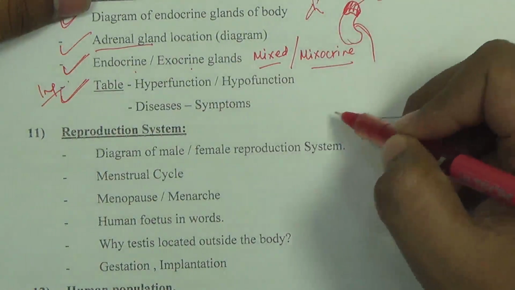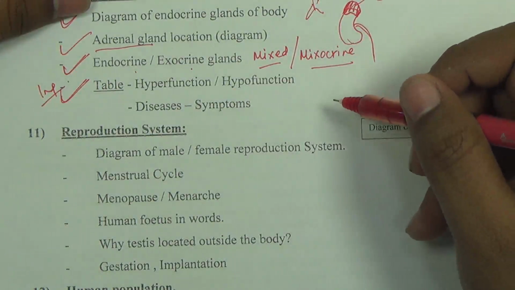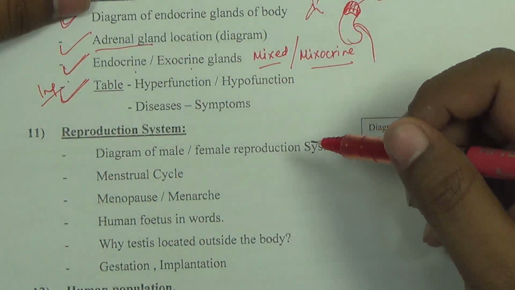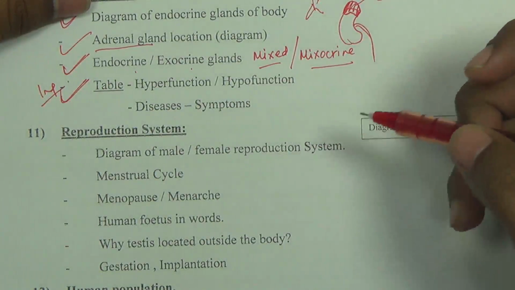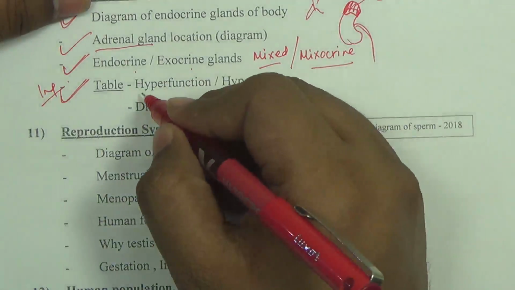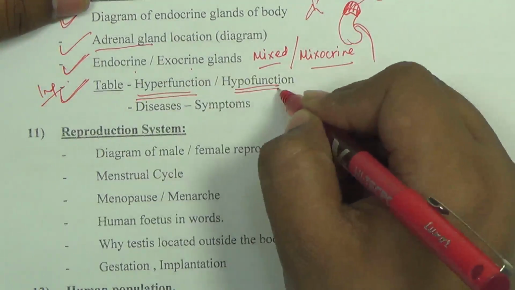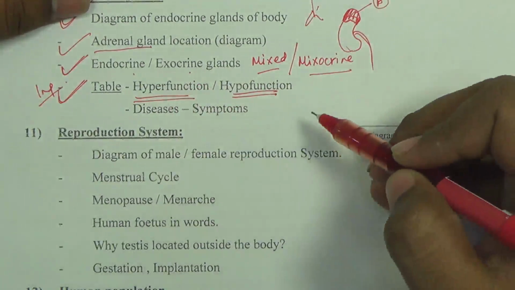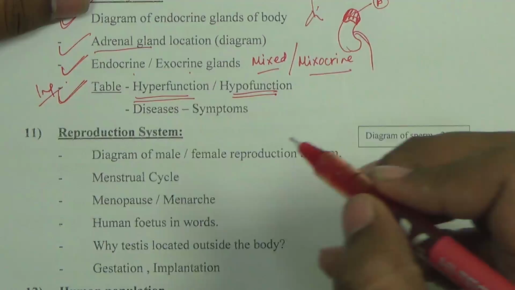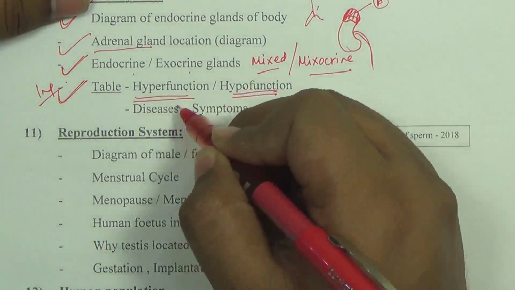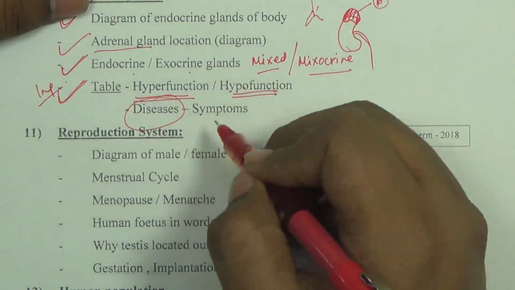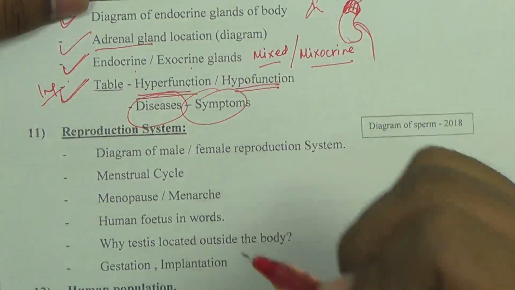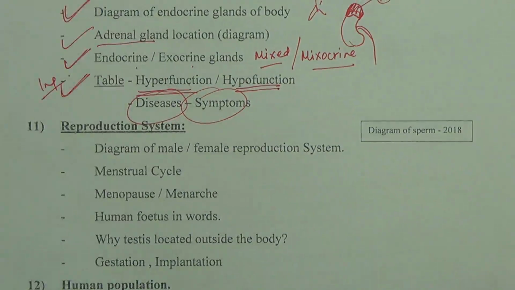in which you have the source of the hormone. Like I told you, it comes in your section 1 as well. Source of the hormone, the function of the hormone, and the hyperfunction, hypofunction. What happens when the hormone is released in excess and what happens when the hormone is released less. Again, you have to know that because of these two you have several diseases, and the symptoms of the diseases you will also have to learn.